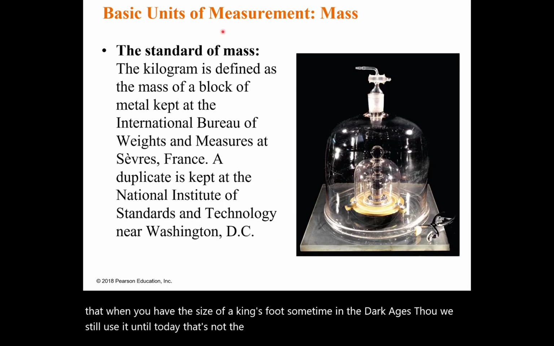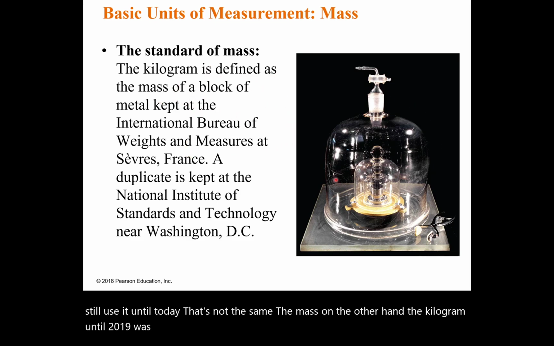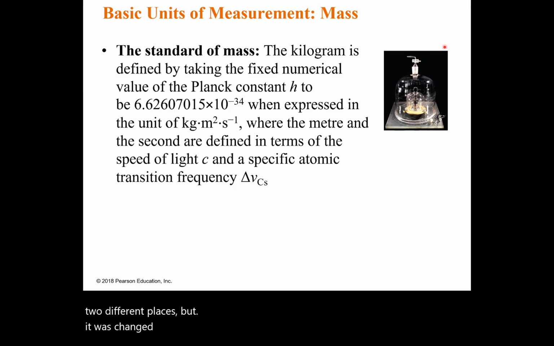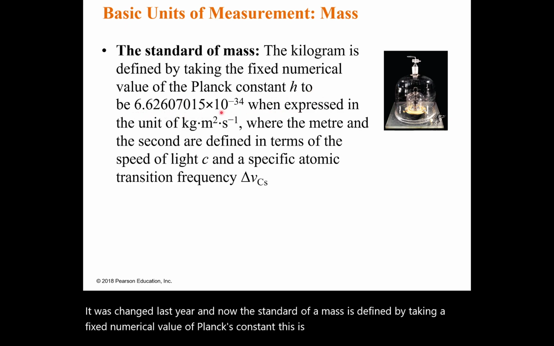The mass, on the other hand, the kilogram, until 2019 was defined as the mass of a block of metal that was kept at 2 different places. But it was changed last year, and now the standard of mass is defined by taking a fixed numerical value of Planck's constant. This is the value right there, and the units for this are kilogram meter squared per second squared.